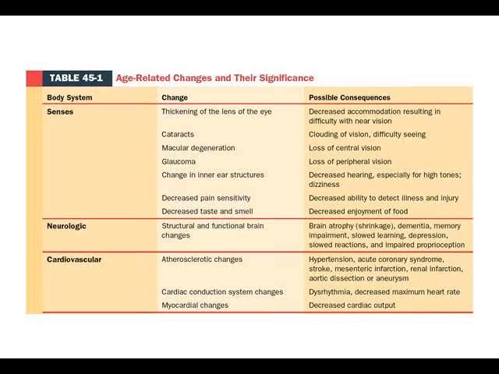So neurologically, the structural and functional brain changes. The brain can start to atrophy or shrink a little bit, commonly seen in people with Alzheimer's disease. Dementia may set in. Memory impairments, slowed learning, depression, slowed reactions, impaired proprioception.